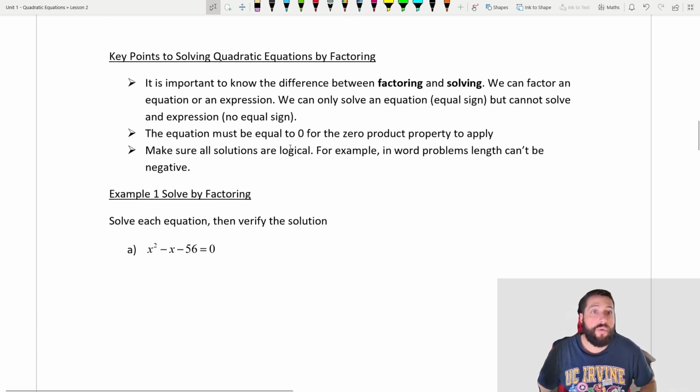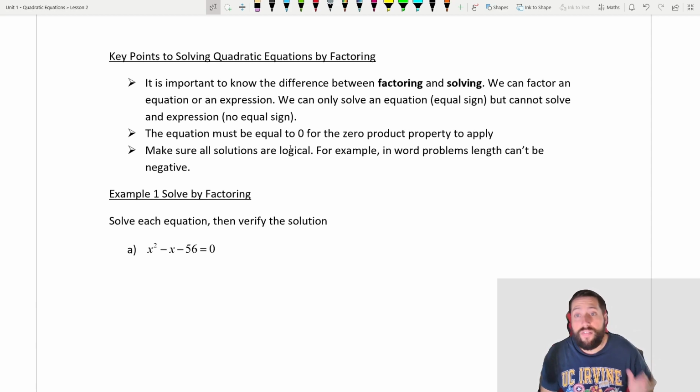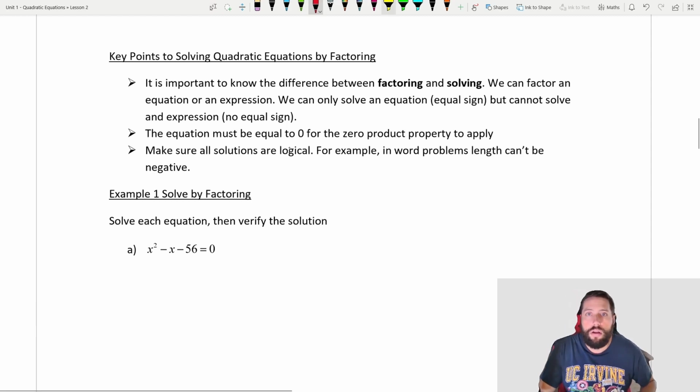Now, getting to solving quadratic equations by factoring, it is important to know the difference between factoring and solving. Okay, we can factor an equation or an expression. We can only solve an equation, which has an equal sign, but cannot solve an expression. Okay, so factoring, you can factor an equation or an expression, but you can only solve an equation with an equal sign.